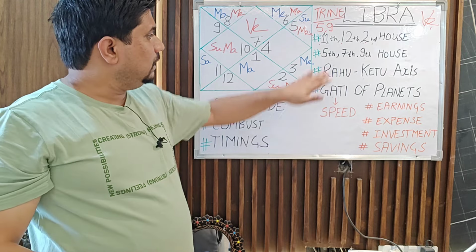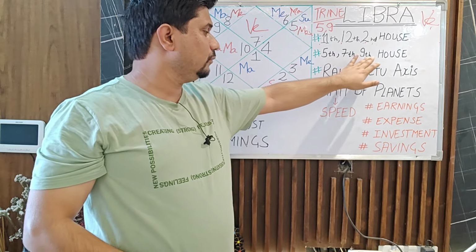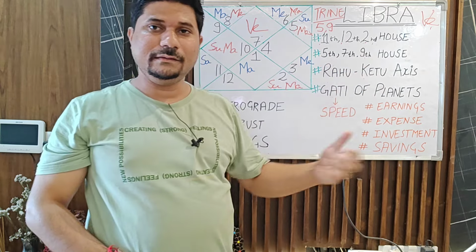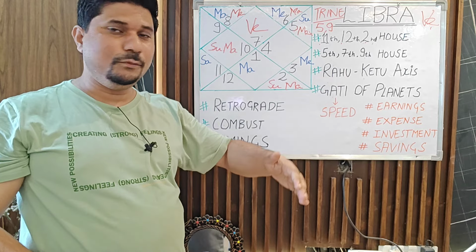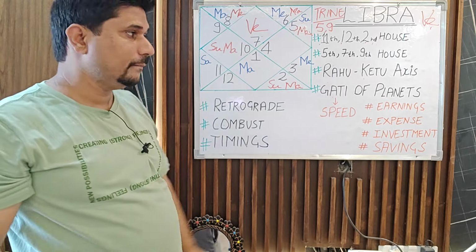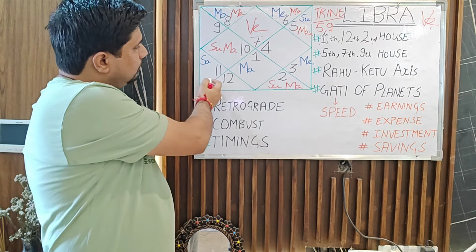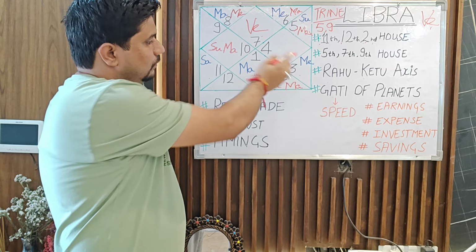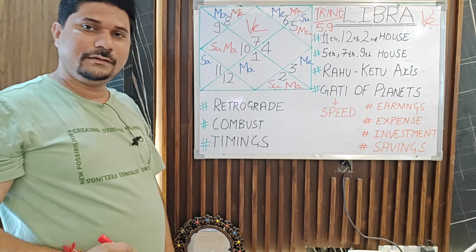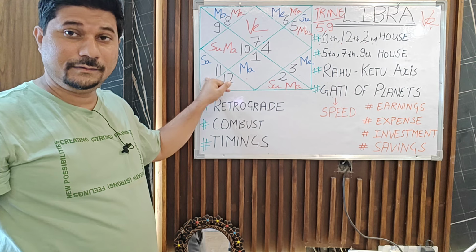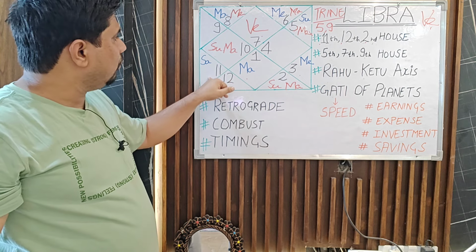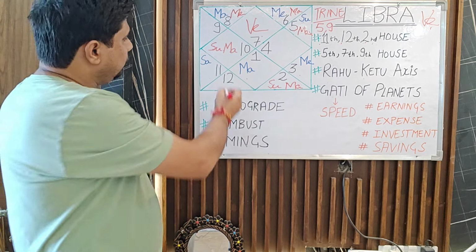Now let me come to the 5th house, 7th house and 9th house and how these houses are contributing to the money and wealth houses. So this is the 5th house, it's the 7th house and it's the 9th house. In your case, the 5th house is ruled by Shani, Saturn. Now Saturn is also becoming the Yog Karak Graha.